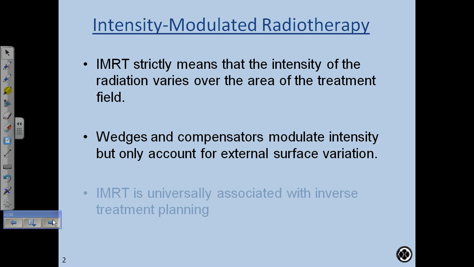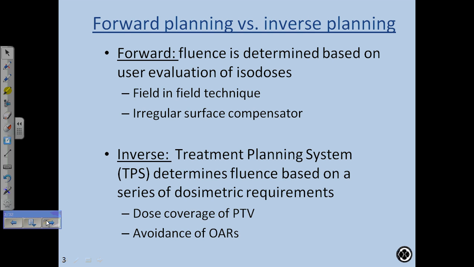IMRT is universally associated with inverse treatment planning. So when you hear IMRT, there's usually an inverse planning component to that, which means that, well, I'll talk about inverse planning in a minute. Alright, so forward versus inverse planning.